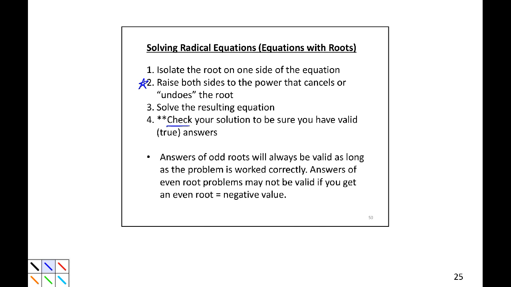The answers to odd roots will always be valid as long as the problem is worked correctly. However, answers of even root problems may not be valid if you get something where you have a root equals a negative number. That's based on the fact that we assume most often that roots are the square root of something or whatever is positive. So that may come up. If we get a square root or a fourth root, sixth root, something like that equals a negative number, you may have an invalid solution in your hand. So you always want to check.